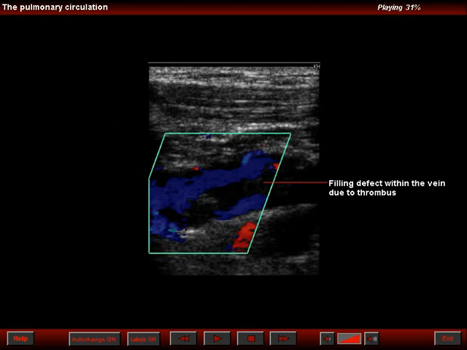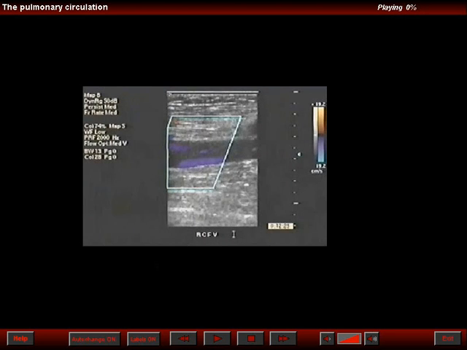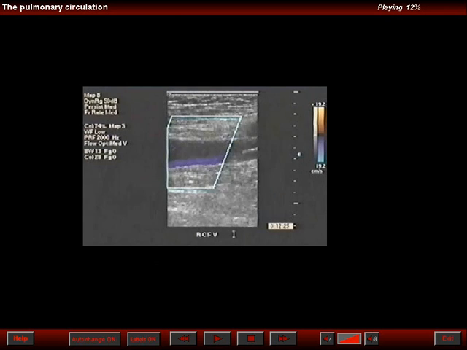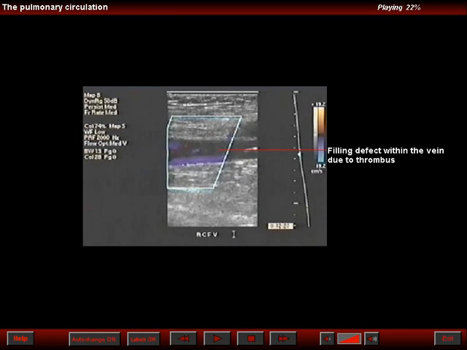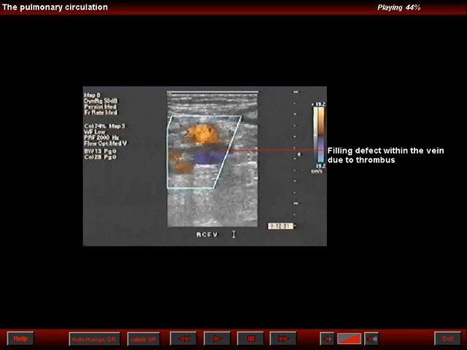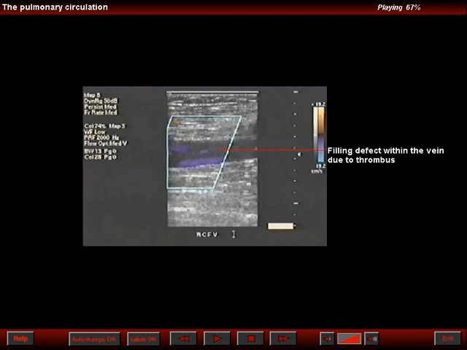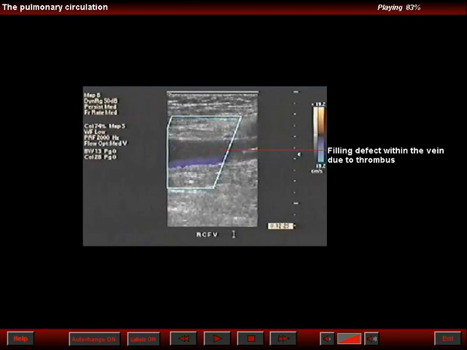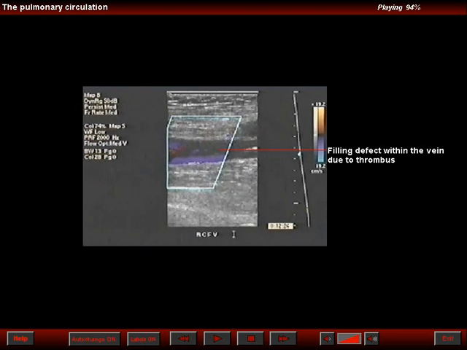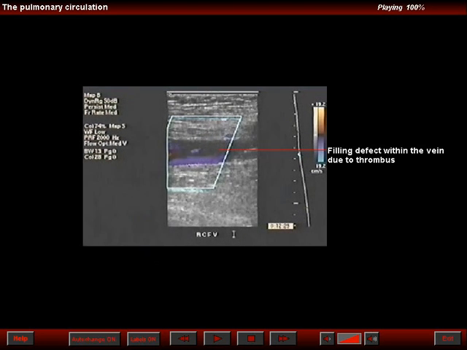Note the filling defect within the vein due to thrombus. Note a non-homogeneous flow through the vein, which has the filling defect secondary to the thrombus, and when rotating the transducer we see the artery pulsating normally above the vein and the defects are present within the lumen of the vein.